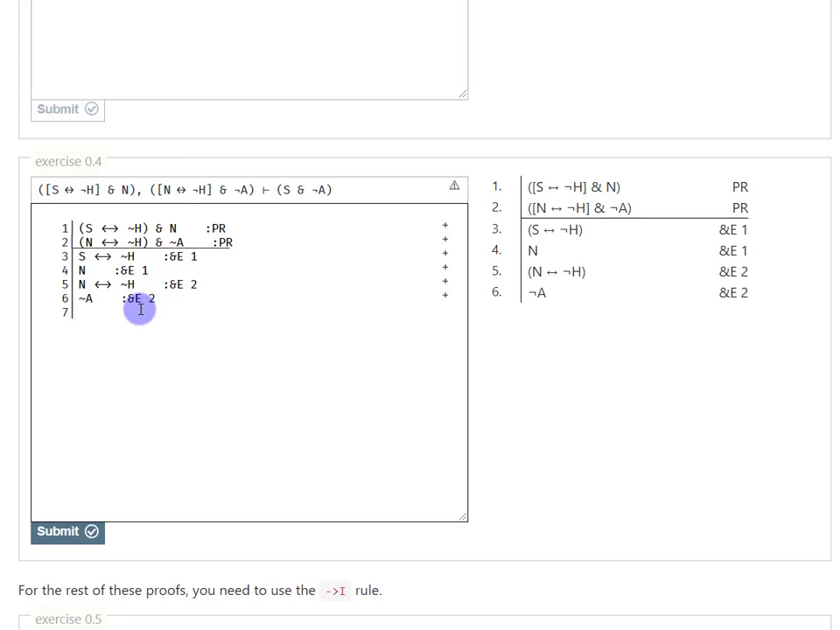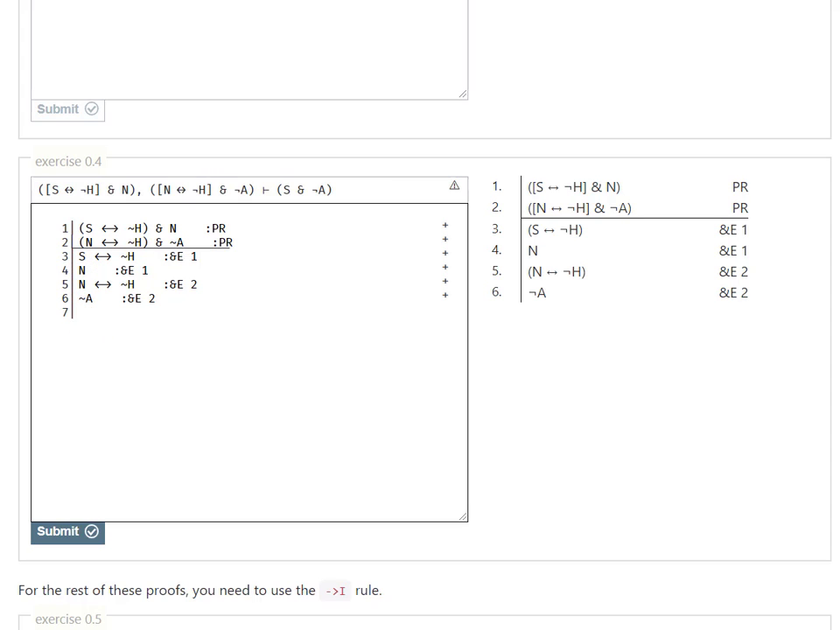So that gave me these 4 new lines, and now I can see that I want S and not A. I've got an S here in this biconditional, and I have not A right here on line 6 by itself. So if I can get this S on a line by itself, then I can do conjunction introduction and get S and not A. All right, so how can I get this S? I'm going to need to use the biconditional elimination rule. And for that, I'm going to need not H on a line by itself. So to get not H, I'm going to need to do biconditional elim using lines 4 and 5.